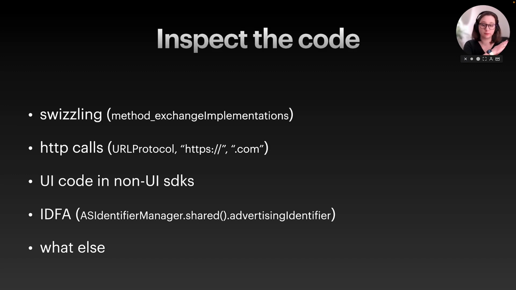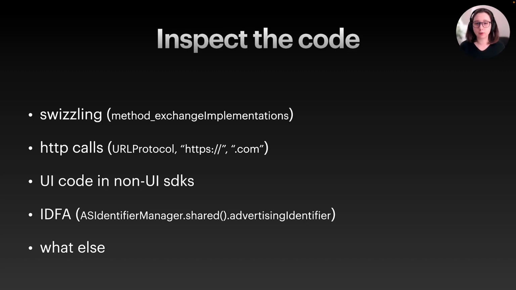Then in terms of privacy, we also want to see if the library is using the advertisement identifier and whatever else we find during the inspection of the code. Anything out of the ordinary we should pay extra attention to and ask ourselves, is it matching the use case of the library?